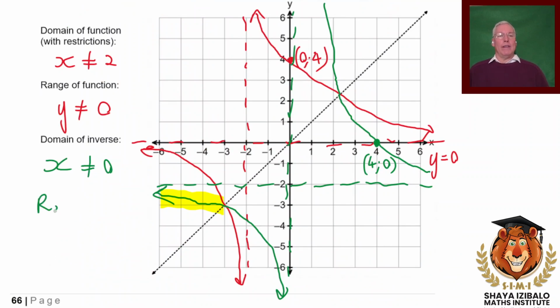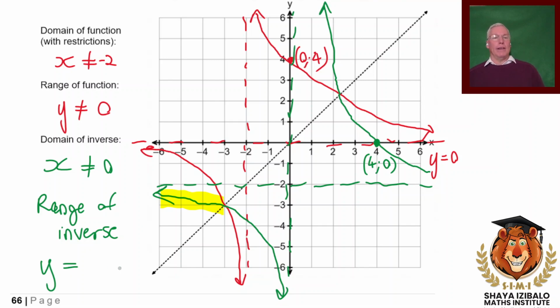And what about the range? I'm sorry we left this out, the range of the inverse. Well, it's y. I've just spotted another thing here. This was actually not x not equal to 2. It was x not equal to -2. And our range of our inverse, if we look at it, can go as far up and down as we like, but it never hits -2, so y not equal to -2.